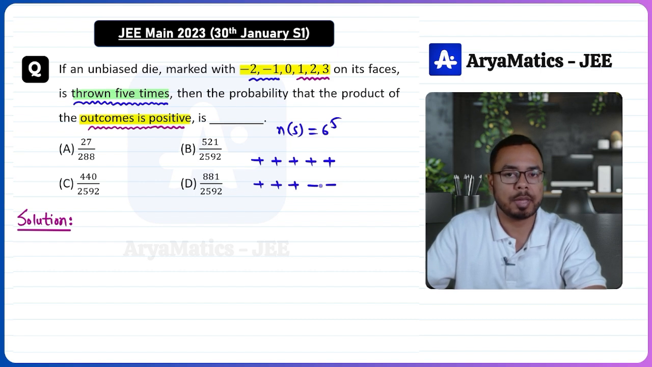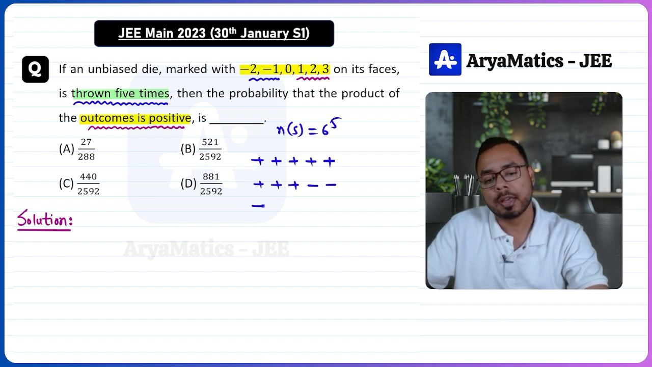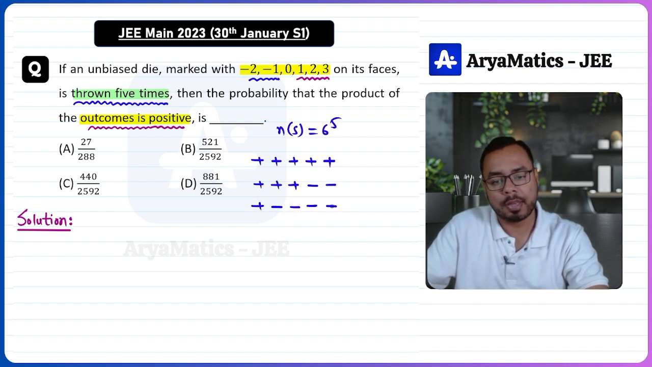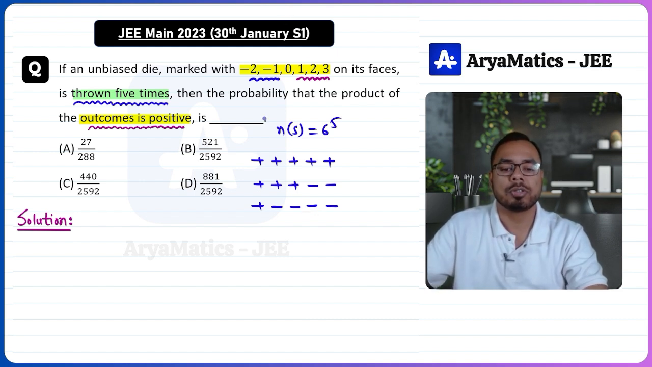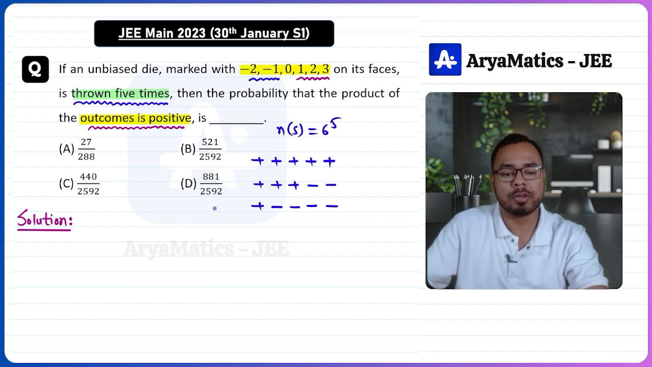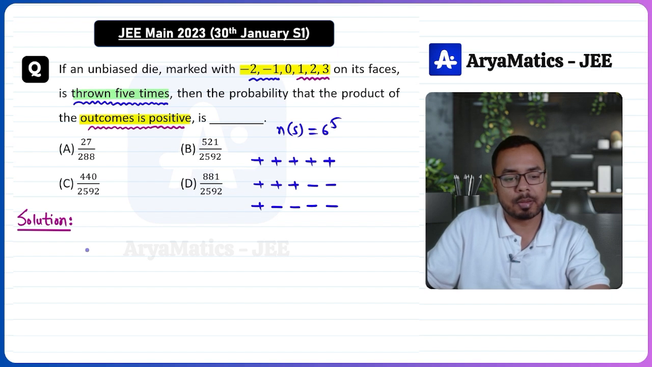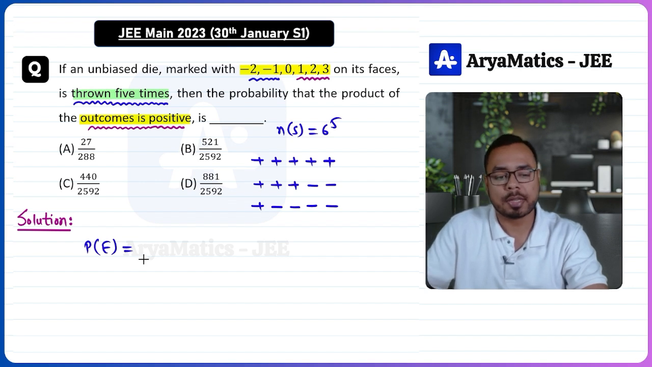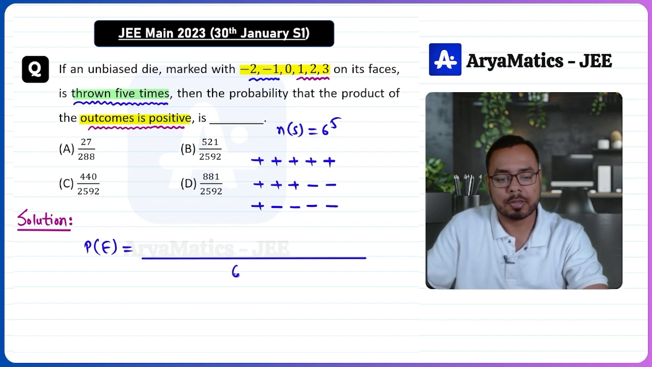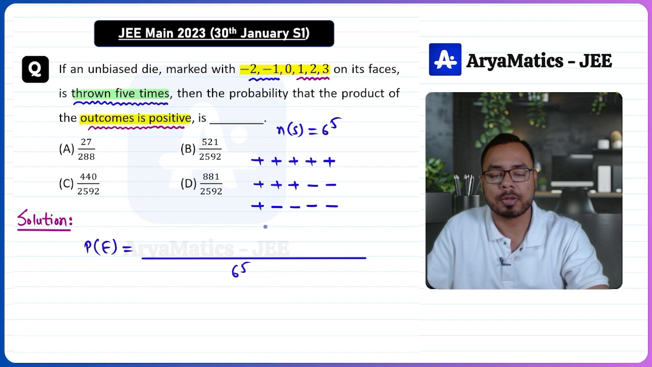So any 2 outcomes are negative and the remaining 3 outcomes are positive. This is another possibility. And finally, the last possibility is that any one outcome is positive and the remaining 4 outcomes are negative. Now we have to see in how many different ways we can do this. Let us say A is the event that the product is positive. So the probability of A will be the number of favorable cases divided by the total number of cases. As we have discussed earlier, the total number of cases is 6 raised to 5, because for each of the 5 outcomes we have 6 possibilities.